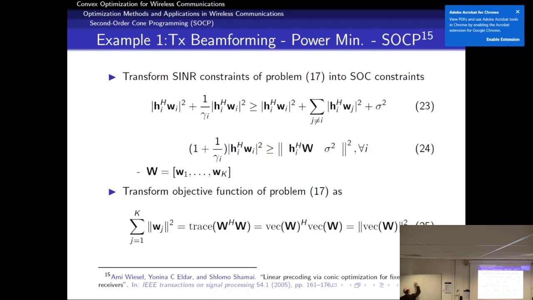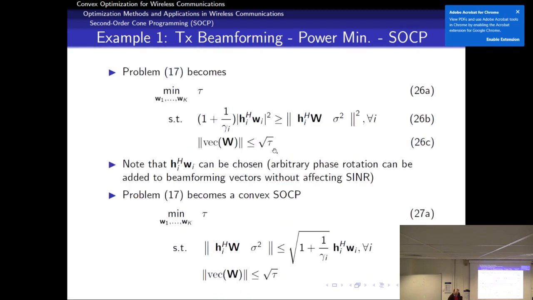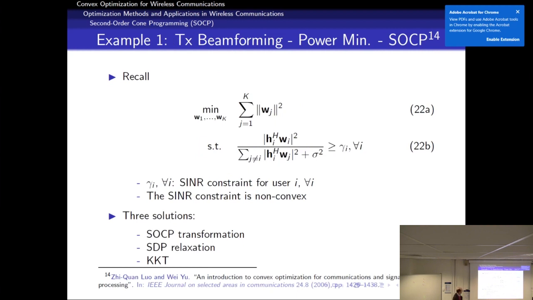So I have one beam for user 1, one beam for user 2, one beam for user 3, carrying different information. And what you want to do is guarantee a certain quality of service there, and there. So you have a certain signal to interference plus noise ratio. Right. So this is our signal to interference plus noise ratio that we have to guarantee.